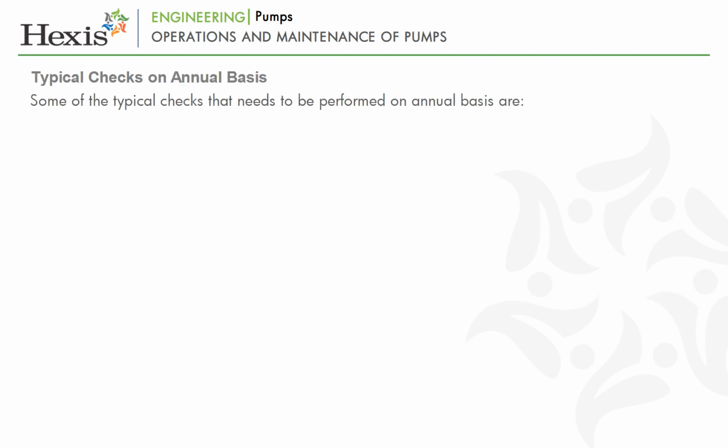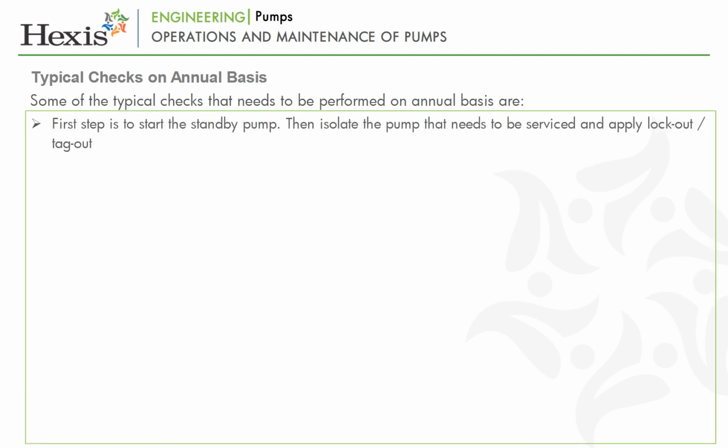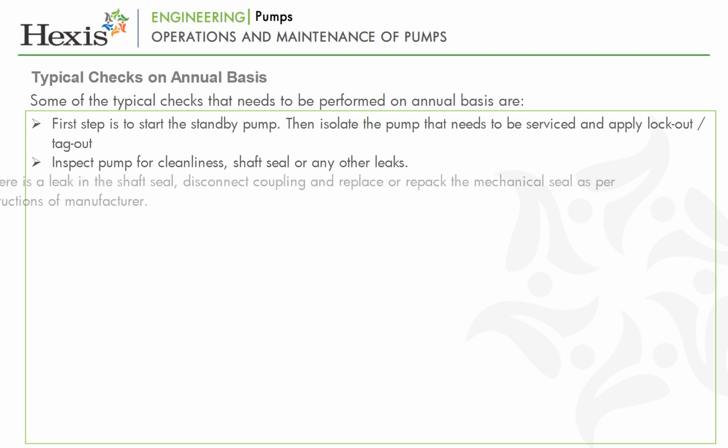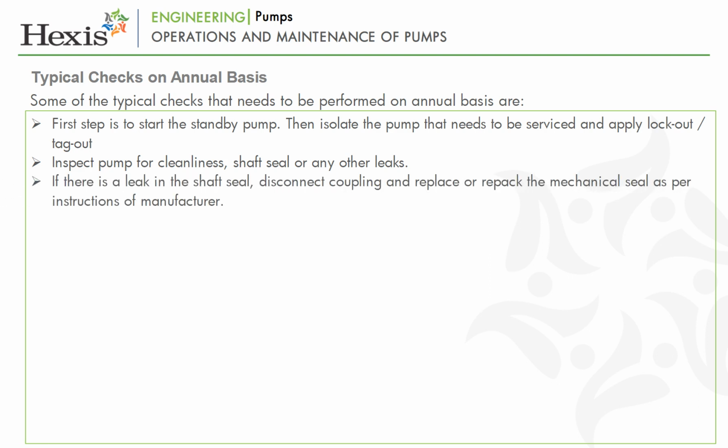Some of the typical checks that need to be performed on an annual basis are: first step is to start the standby pump. Then isolate the pump that needs to be serviced and apply lockout or tagout to be verified before doing any maintenance work. Inspect pump for cleanliness, shaft seal or any other leaks. If there is a leak in the shaft seal, disconnect coupling and replace or repack the mechanical seal as per instructions of manufacturer. Lubricate motor and pump bearings.